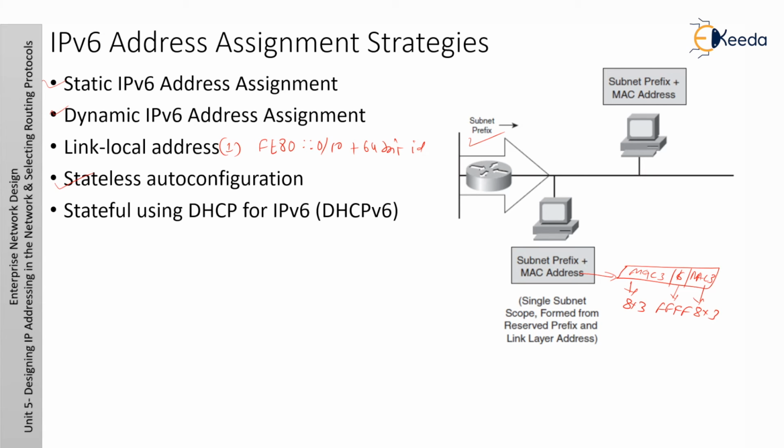Stateful using DHCP for IP version 6. So this is coming under DHCP version 6. DHCP version 6 is an updated version of DHCP for IP version 4. DHCP version 6 gives the network administrator more control than stateless auto configuration and can be used to distribute other information including the address of the DNS server. DHCP version 6 can also be used for automatic domain name registration of hosts using a dynamic DNS server. DHCP version 6 uses a multicast address.